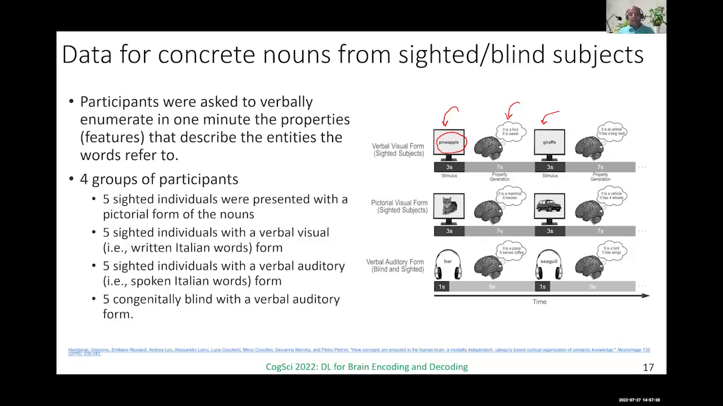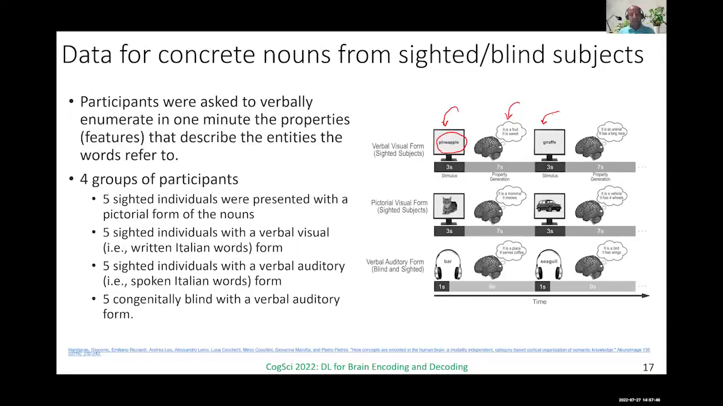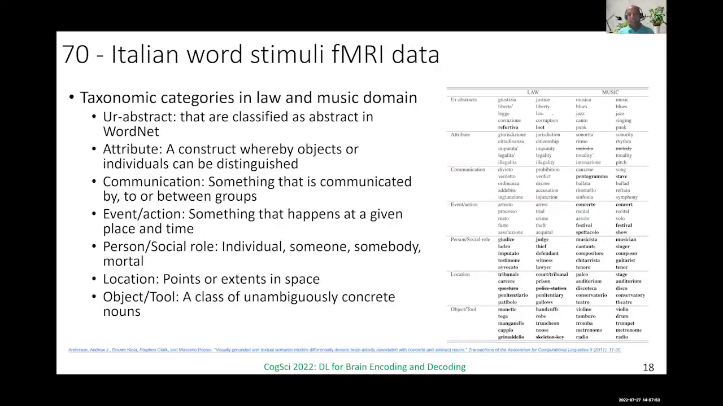There are different kinds of participants, so demographics vary. There were sighted participants as well as blind participants, and they were shown verbal versus pictorial, or verbal and auditory forms of stimuli. They were shown words in Italian, so this is an Italian data set. This one is concrete nouns, but the other one is an Italian 70-word data set.